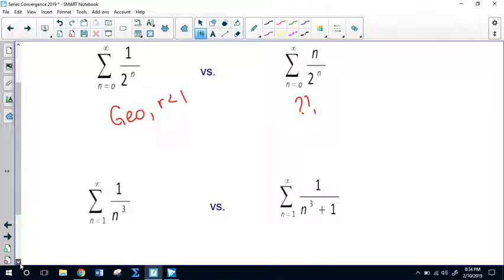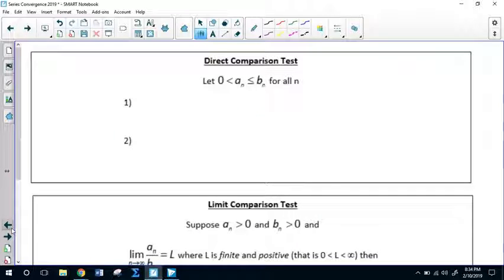So how do we handle it if it's not something that we know? And this one down here is clearly a p-series, and its p value is greater than 1, so it would converge. This one is very similar, but not quite a p-series, so how do we handle it? We have two ways of handling it, and these are ways that we have already talked about with integration. The first way is the direct comparison test.